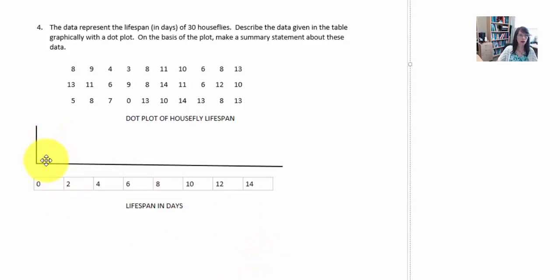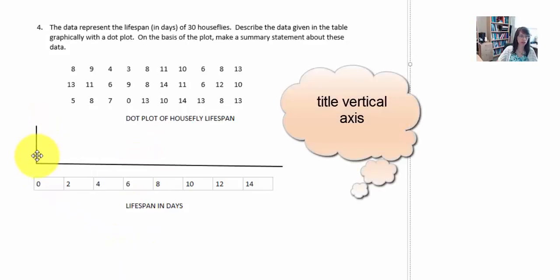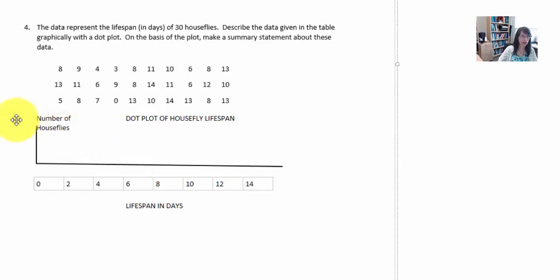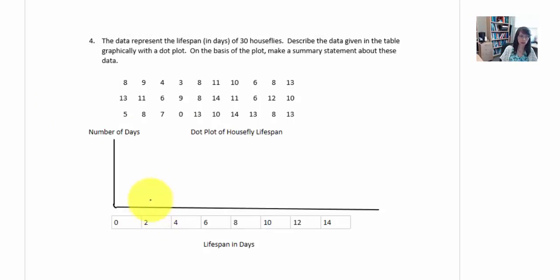Now that we have our horizontal line drawn, and we've got a scale of counting by 2s and a title, we also need to know what this vertical line is representing, and that's going to be our number of houseflies. So we do have a label for our vertical axis. To make this a little easier to draw the dots, I'm going to make some small tick marks, and each of those tick marks is a count by the scale of 2.